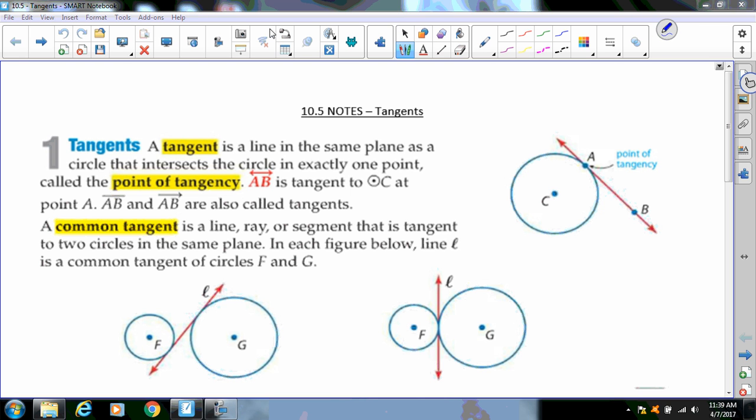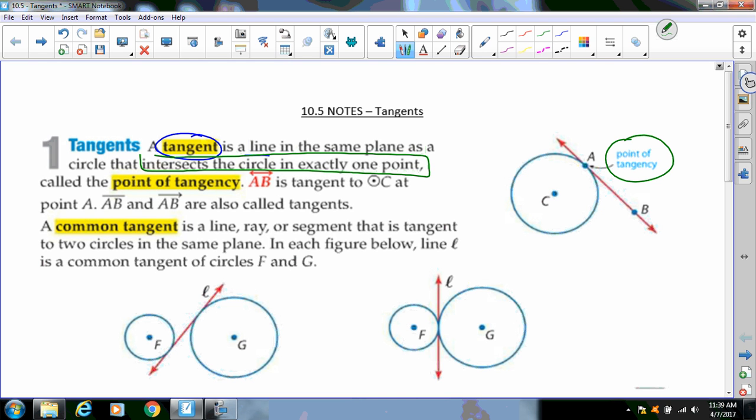A tangent is a line in the same plane as a circle that intersects the circle in exactly one point. If you look at this picture, line AB is the tangent line and it's intersecting at point A, which is called your point of tangency. Where that line touches the circle at that one point is your point of tangency.